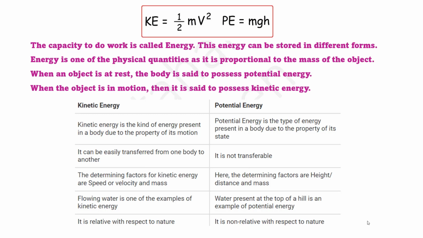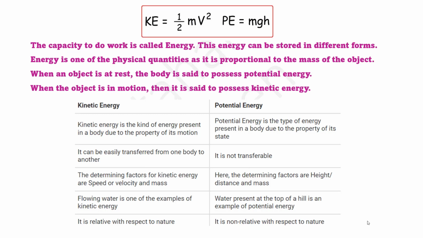Now what are the differences between kinetic energy and potential energy? First point is that if the body is in motion, it will have kinetic energy. If the body is stationary or it is at rest, then the energy will be potential energy. Then one more thing is that the kinetic energy can be transferred from one body to another. Means if one body is moving, it will hit another body, then that kinetic energy can be transferred to that body. Potential energy can't be transferred because the body is not moving, right?